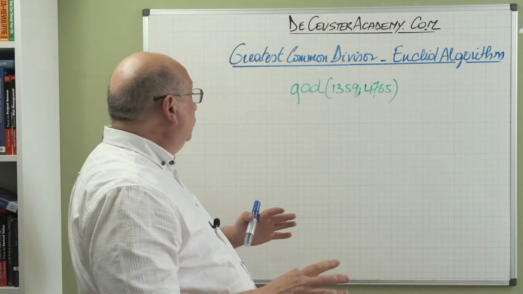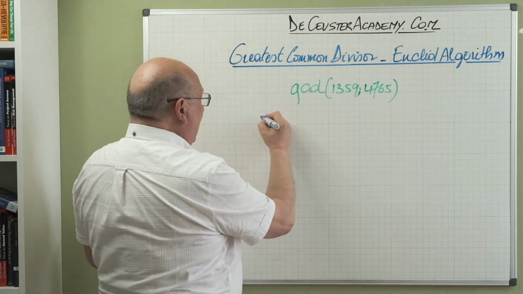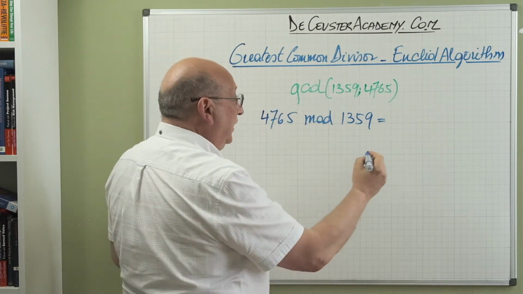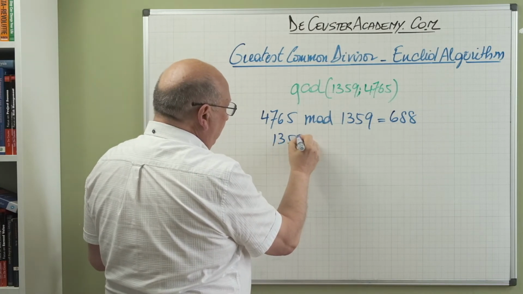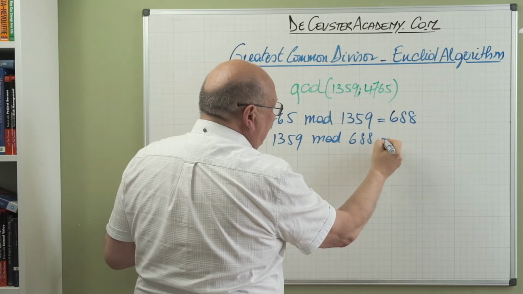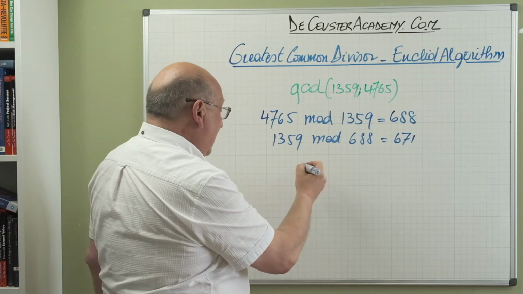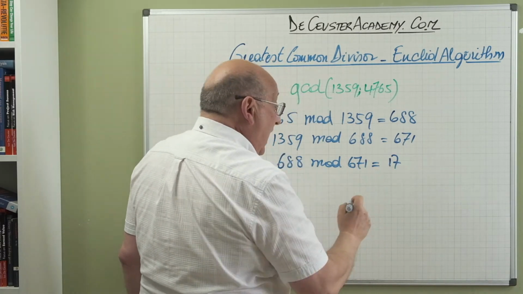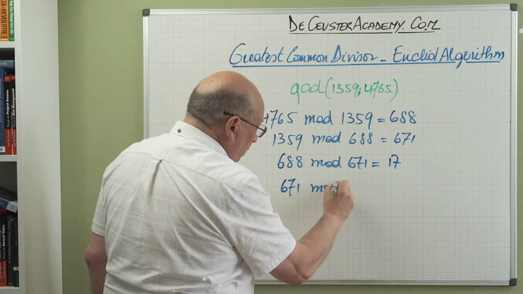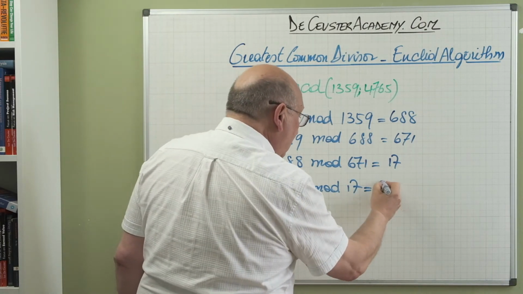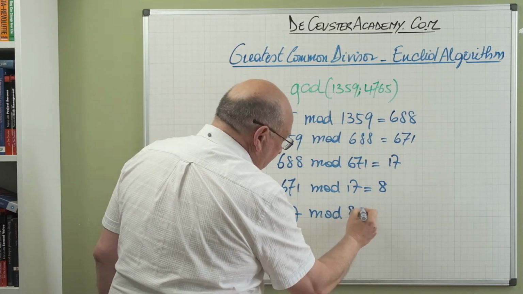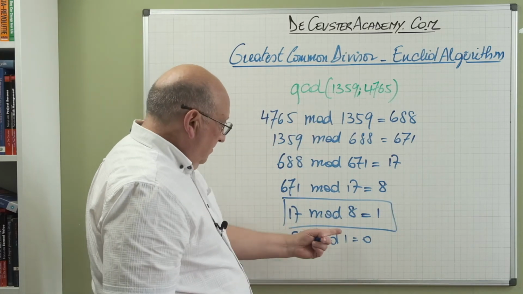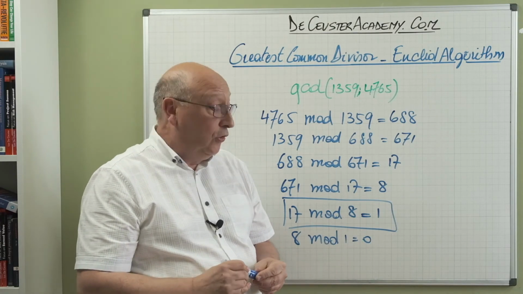The last way to do this is using modular arithmetic. So what we can say is 4,765 modulus 1,359 is equal to 688. Now we take 1,359 modulus 688, which is 671. Now we take 688 modulus 671, that's equal to 17. And then we have 671 modulus 17, which gives us 8, and 17 modulus 8 is 1, and 8 modulus 1 is 0. And basically the step before where we find 0 gives us the GCD.